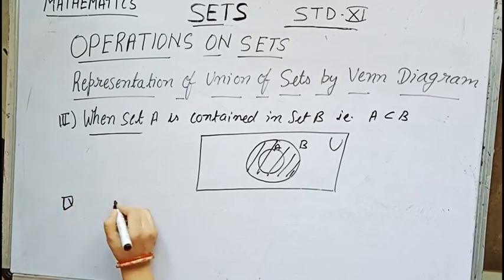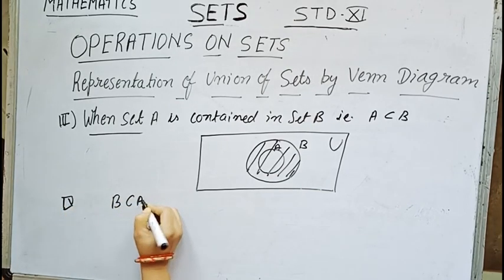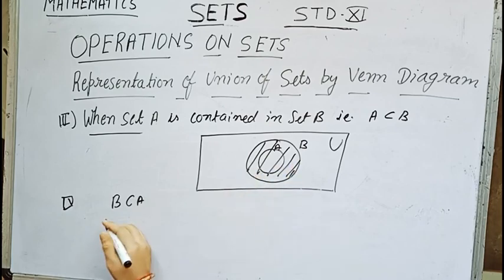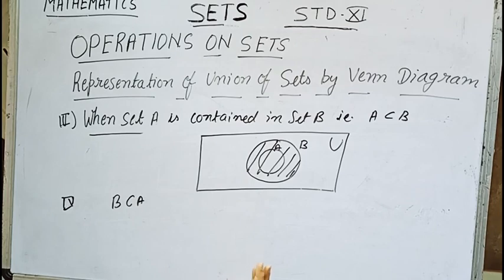One more case we can take when B is the subset of A. So similar figure we will be getting. So I think you have understood the union of sets by Venn diagram. So you can take more cases and represent those union of the sets by Venn diagram. So now let us come to the next section of operations on sets, that is the intersection of sets.